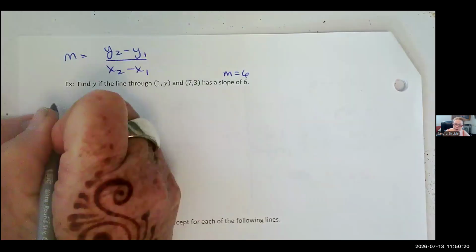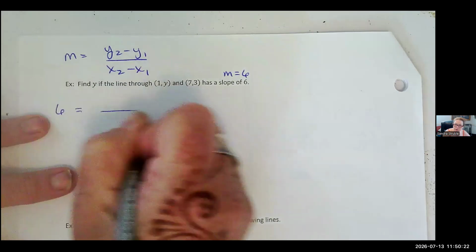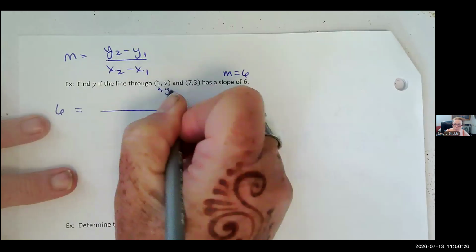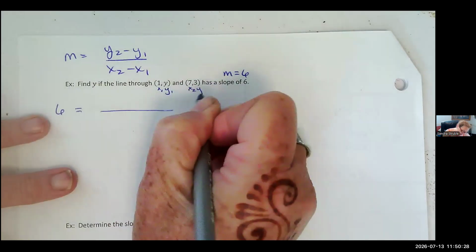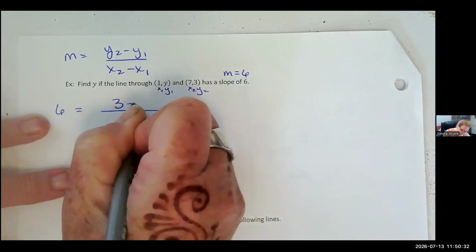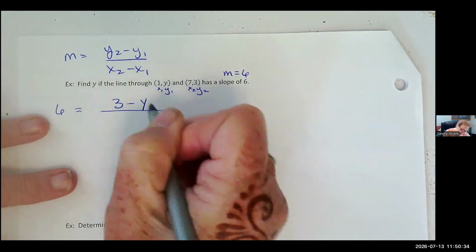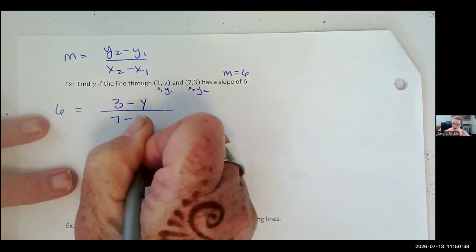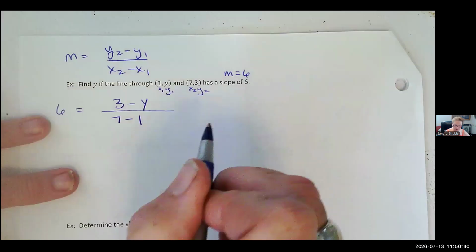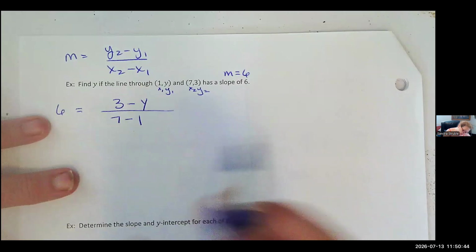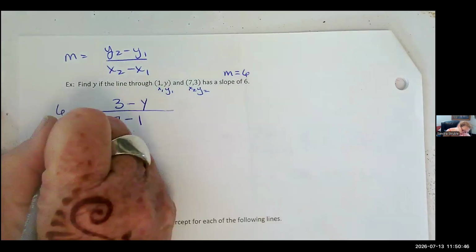And I'm going to still use this, but I've got to label x1, y1, x2, y2. So I'm going to start with y sub 2, 3, minus y sub 1, which is y, over x sub 2 is 7, minus x sub 1 is 1. And I'm going to solve for y. So we're going to have to do some algebra here. First of all, I'm going to simplify my denominator. 6 is equal to 3 minus y over 6.